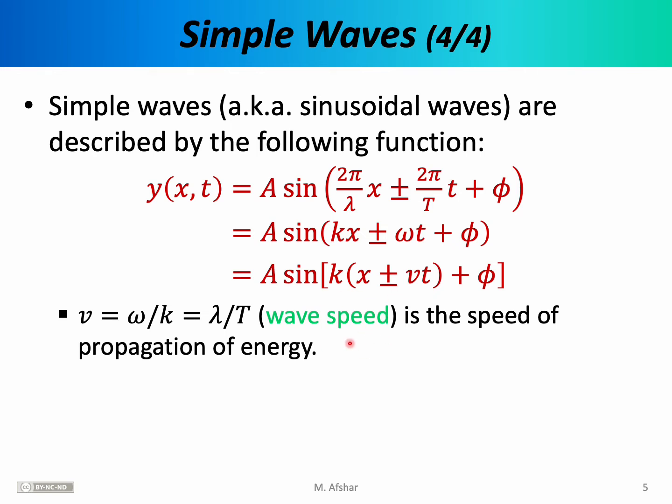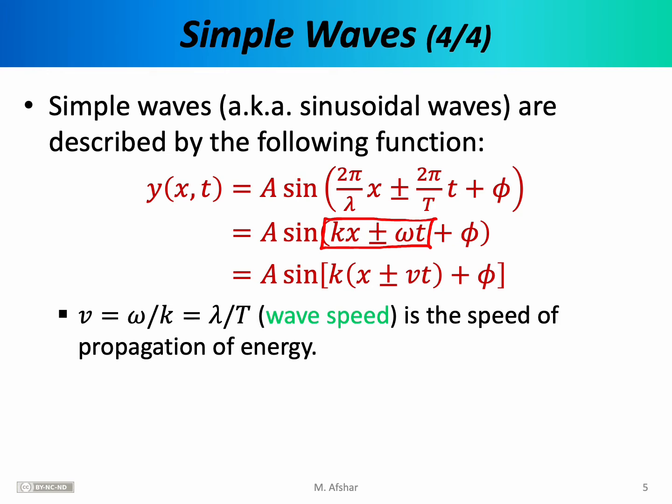Note that wave speed is not the speed with which individual atoms or molecules move up and down. Wave speed describes the speed with which energy travels from one end of the rope to the other end of the rope. If you compare this second equation to the third equation, you will see that the wave speed was obtained by essentially factoring out k from this portion of the argument of the sine function. So the wave speed can be expressed as omega over k.